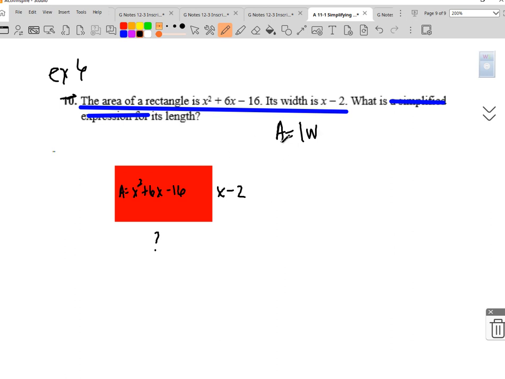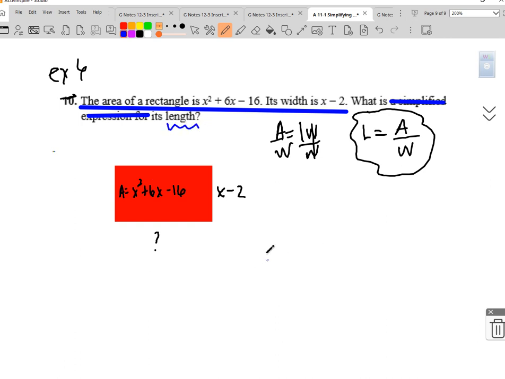So we're going to solve this. We're going to divide both sides by W. And now we know that our length equals the area divided by the width. It's a big L. So for this problem, we're going to plug into this. Because we need to know what is the length, we're simplifying this rational expression. So we're going to put the area up top, which is x squared plus 6x minus 16, divided by the width. Good.